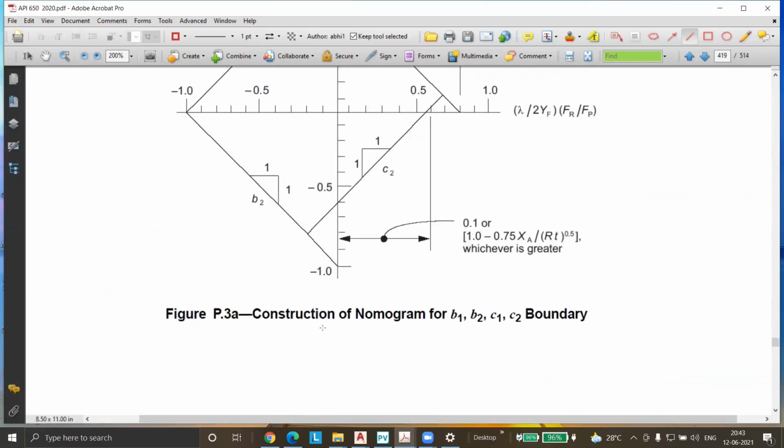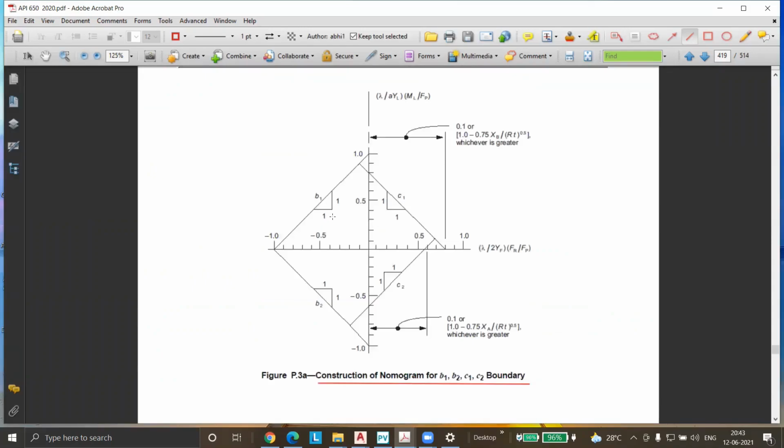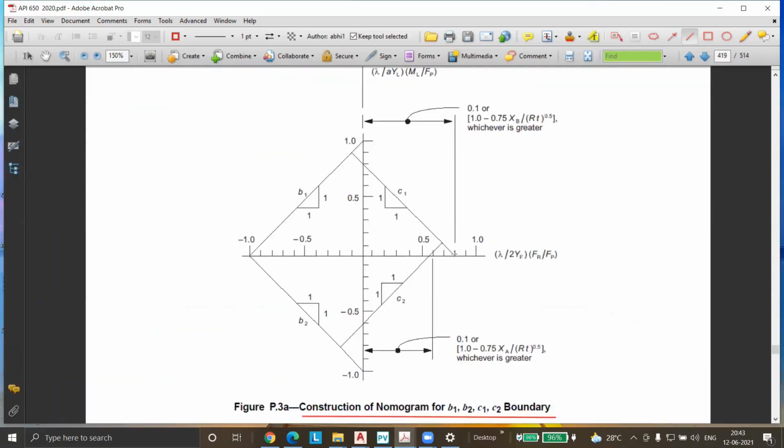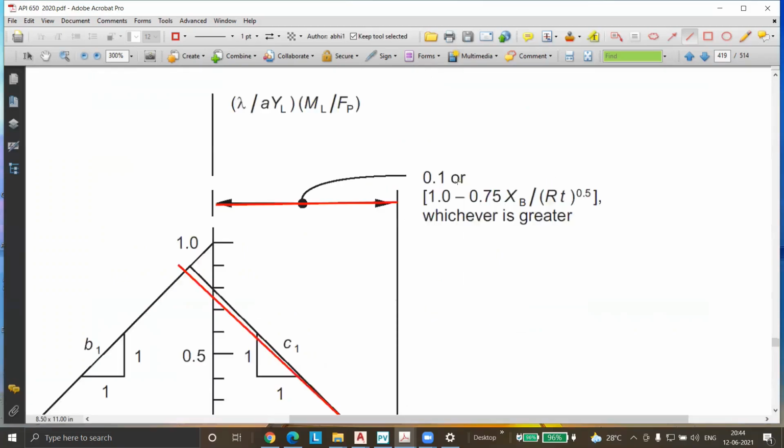See, this we have to create. This is called a nomogram, construction of a nomogram. There are two nomograms which we need to create. This is the first one, this is the second one. The first one will have four boundaries: this is one, then two, three, four. How to create that will depend upon this value, how to start it. So how will this value be known? This is actually the greater of 0.1 or this value.